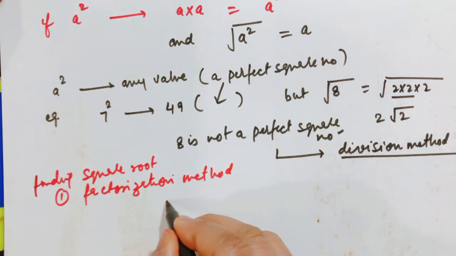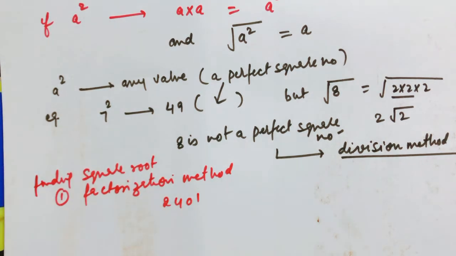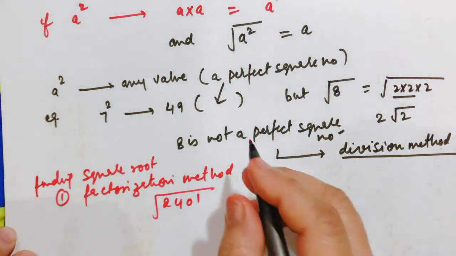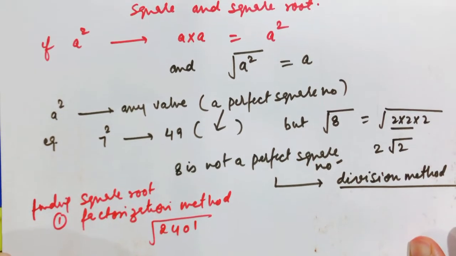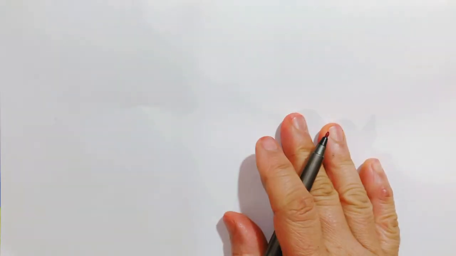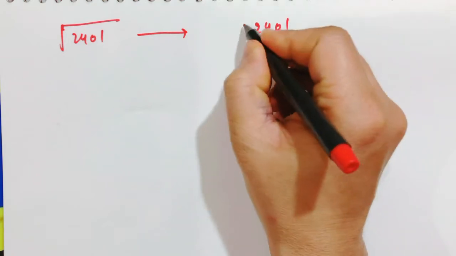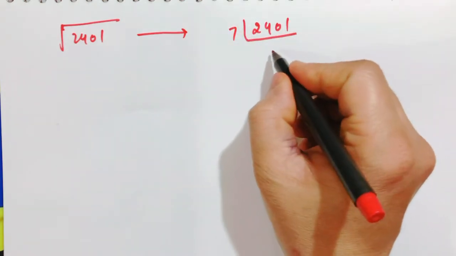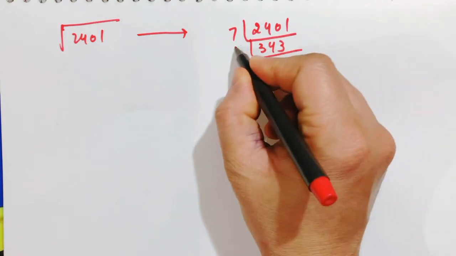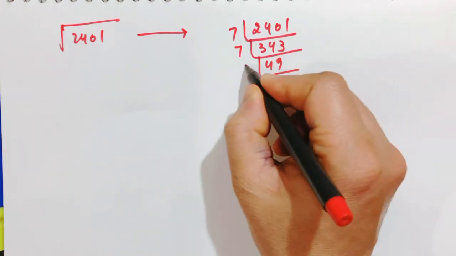Here, for example, 2401 is a number, and it says find the square root of 2401. So finding the square root of 2401, how are we going to find it? So let's see over here. That page was not fine, so we will start over here. So 2401, how do we factorize it? You know it. 2401, we factorize it in this way. 7 how many times? 343. 7 how many times? 49.